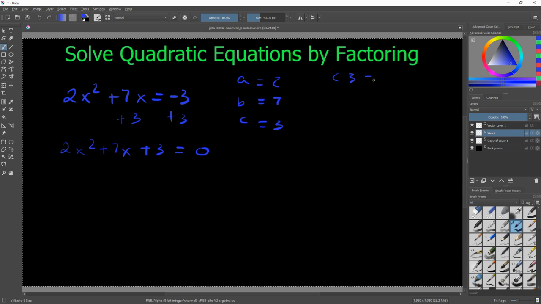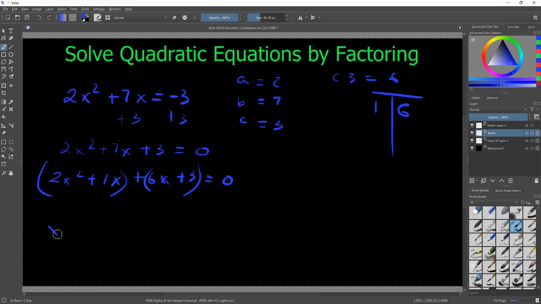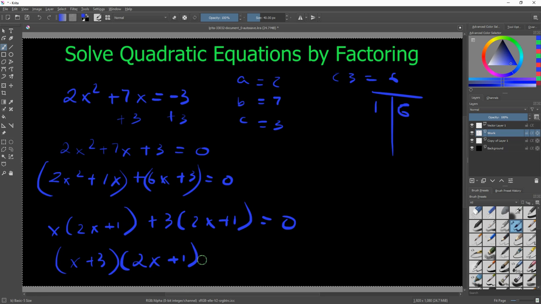2 times 3 is 6. What numbers multiply to be 6 and add to be 7? I got 1 and 6. That works. So 2x squared plus 1x plus 6x plus 3 equals 0. So you factor this, factor that. I get x times 2x plus 1. Factor out a 3. I have 2x plus 1 inside. So my factors are x plus 3, 2x plus 1.